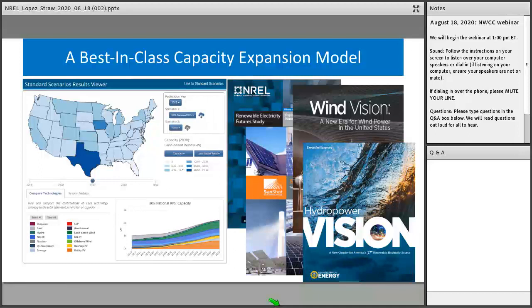It's best-in-class due to its high spatial resolution, detailed characterization of renewable technologies, and the challenges associated with integrating them. ReEDS has been leveraged in a broad range of high-impact technology and policy analyses, including the Renewable Electricity Futures Study, SunShot Vision, and Wind Vision. In these analyses, ReEDS is used to explore the potential for deployment of renewable energy technologies in the power sector, what the challenges are to achieving these penetrations, and how to identify actions that could support continued growth.